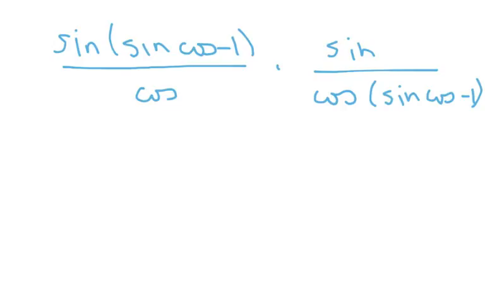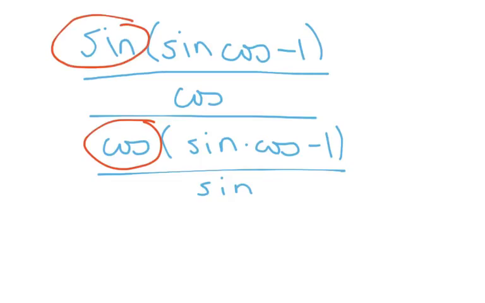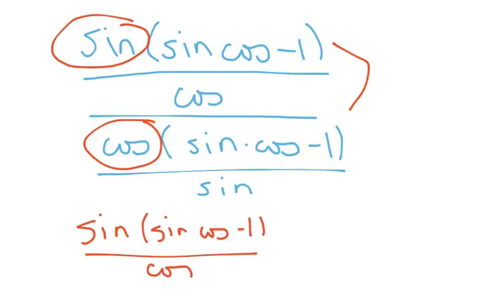Now, from here, I'm going to go back to here, and what I'm going to do is divide these two. So I'm going to be writing this as sine over sine cosine minus 1 over cosine. And I'm going to flip this, and then it's going to be multiplied by sine over cosine sine cosine minus 1.